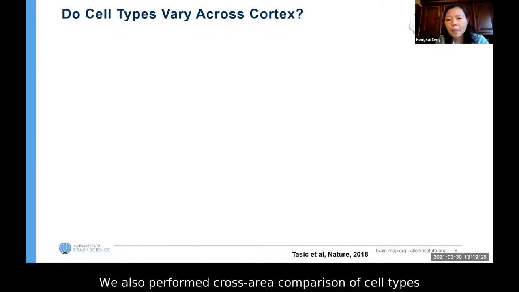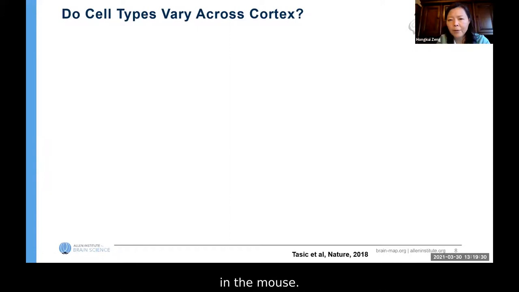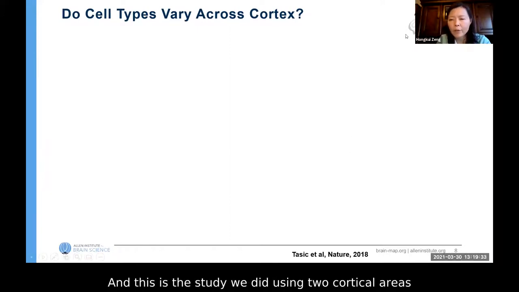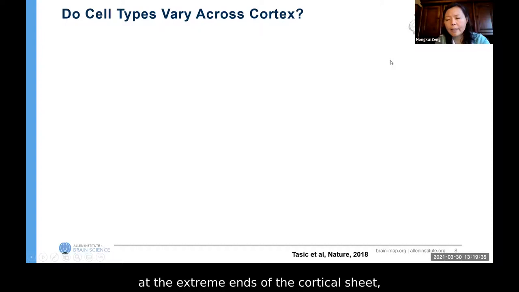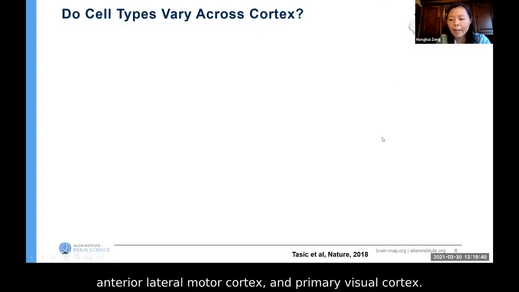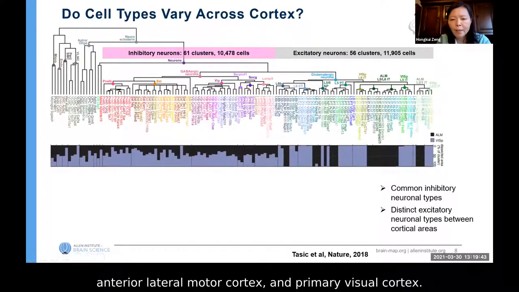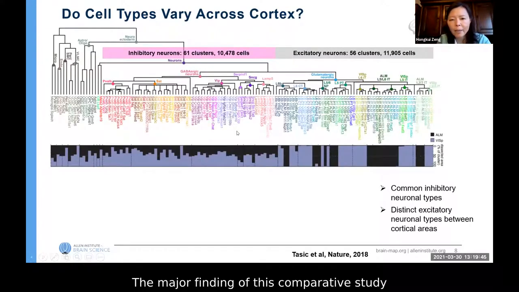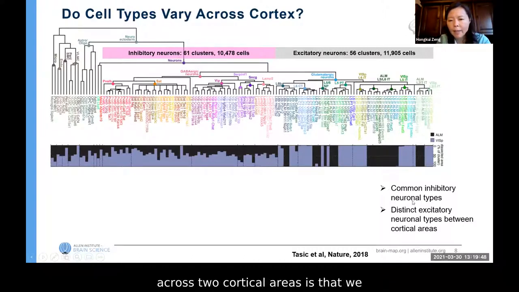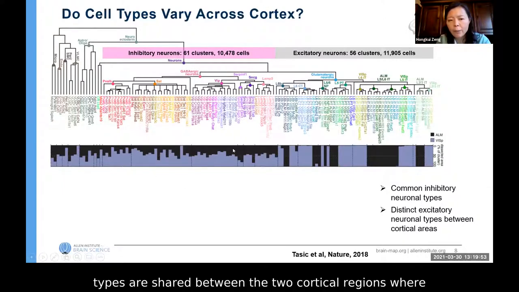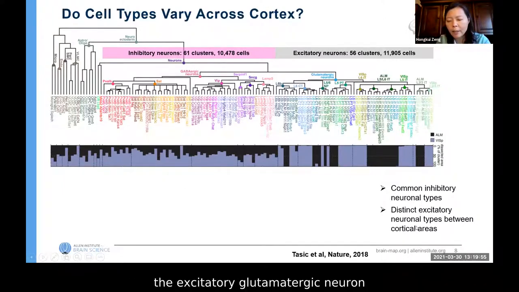We also performed cross-area comparison of cell types in the mouse. And this is the study we did using 2 cortical areas at the extreme ends of the cortical sheet, anterolateral motor cortex and primary visual cortex. The major finding of this comparative study across 2 cortical areas is that the GABAergic inhibitory neuron types are shared between the 2 cortical regions, whereas the excitatory glutamatergic neuron types, the projecting neuron types, are distinct between those 2 regions.